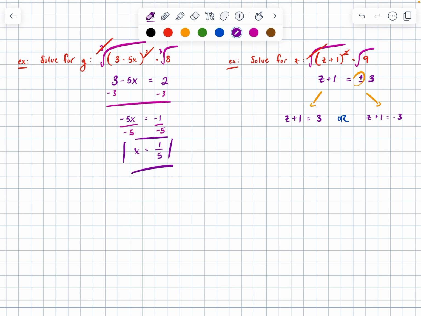And from here, now that I've split this up, I can solve for z. Subtract 1 from both sides in both cases. On the left, we see that z could be 2, or on the right, we see that z could be negative 4. Fantastic. Let's do 3 more to practice this idea, and then you're free.